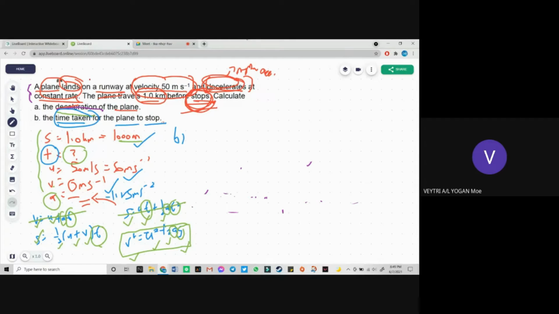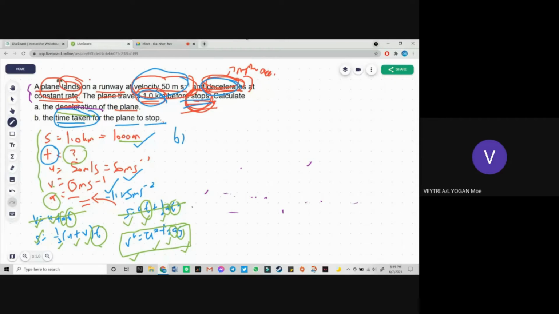Okay. Dalam soalan ni, situasi dia masih sama. Maksud dia, we are still talking about the same plane landing at the same time. Same plane moving at the same velocity. Same plane moving at the same deceleration. And same plane moving 1 kilometer before it stops. Alright? Okay. So now, the time taken for the plane to stop.